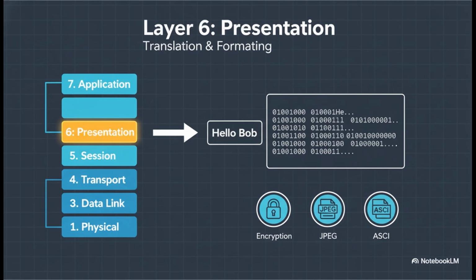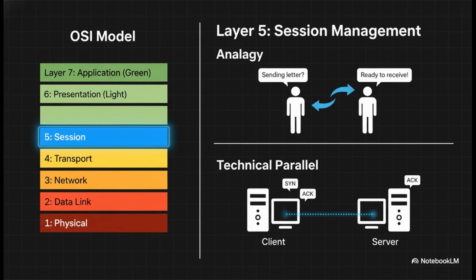Okay, next up is layer 6, the presentation layer. This is kind of like the universal translator. You're writing the letter in English because you know Bob reads English. You wouldn't write it in a secret code he can't understand. This layer handles stuff like data formatting and encryption, just making sure the device on the other end can actually make sense of the data.